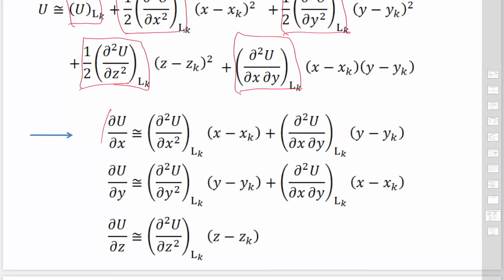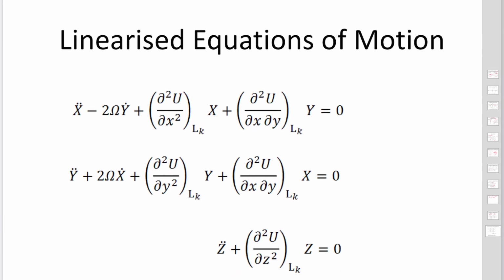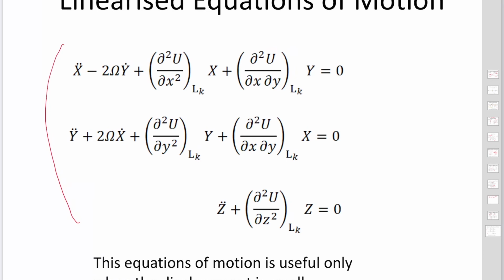Then we substitute these three equations into the original differential equations. Then the equation becomes linearized. We have three equations. X double dot minus 2 omega Y dot, and this is the first linearized equation. We have the linearized force. And also the equation for capital Y, we have linearized equations. And also for Z, we have a linearized force. So these equations can describe the motion of the particle when the displacement is small. Okay, this is the end of this session.